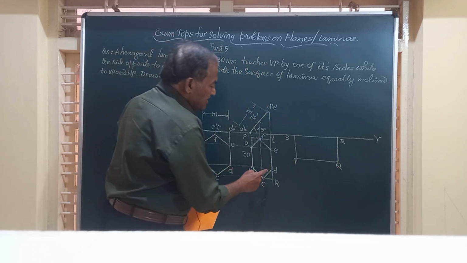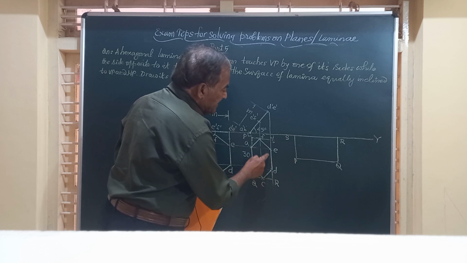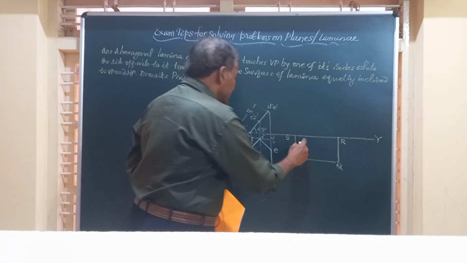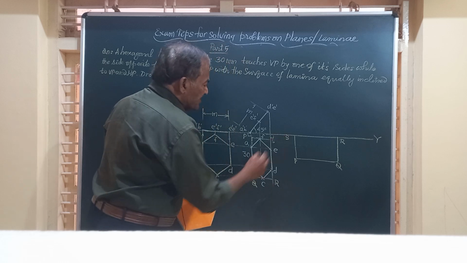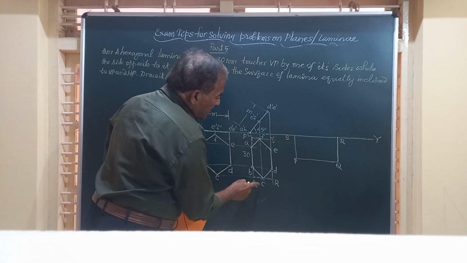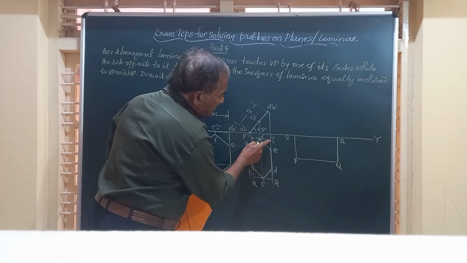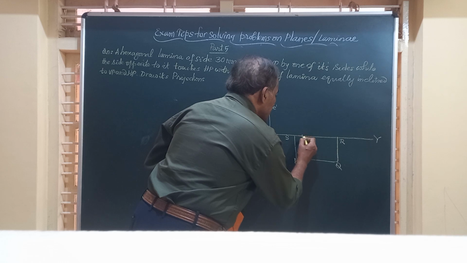So here SR contains ED. In this box, ED. Since DE is on VP, you should get D dash, or the top view DE, here. And after getting that, you can mark all these points. Suppose I want to mark DE from S to E, measure this distance and get that point.